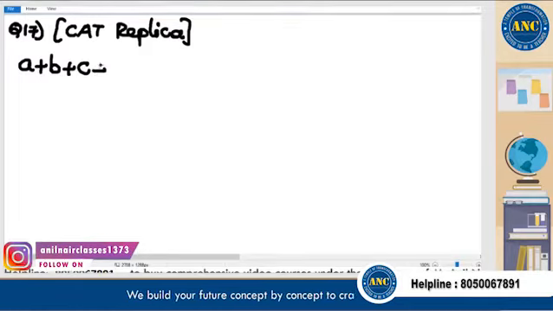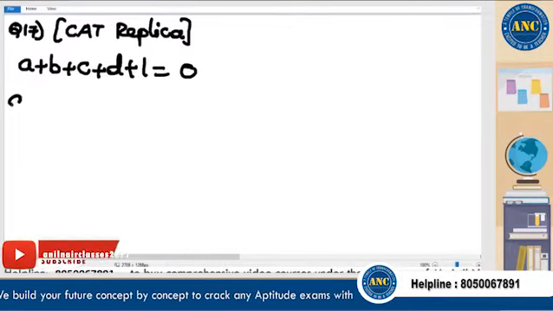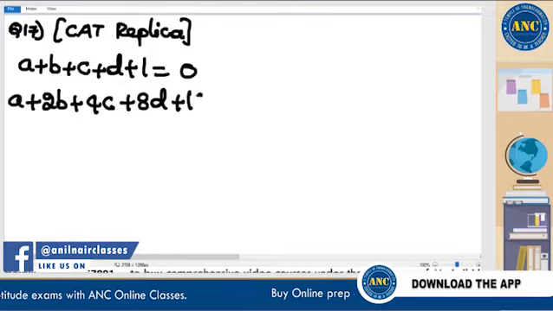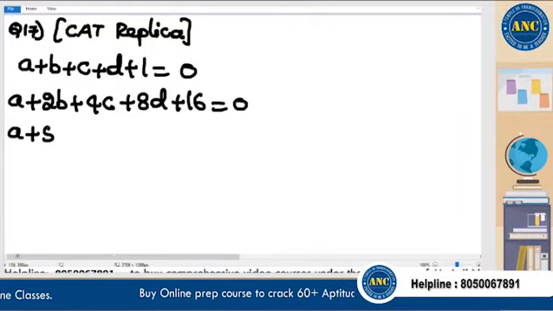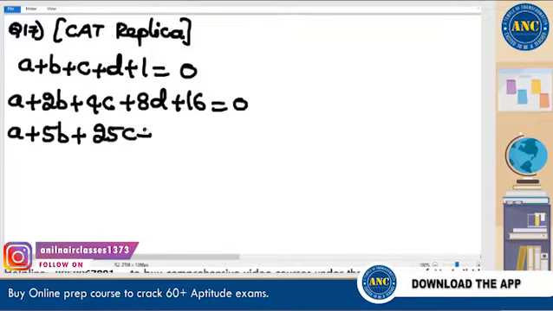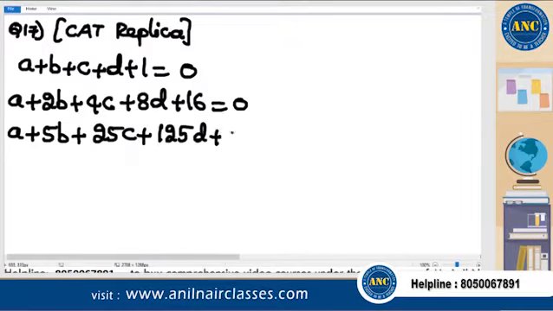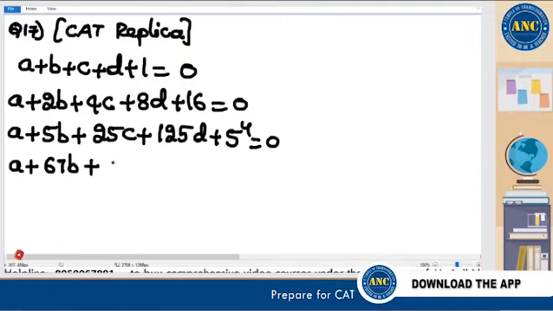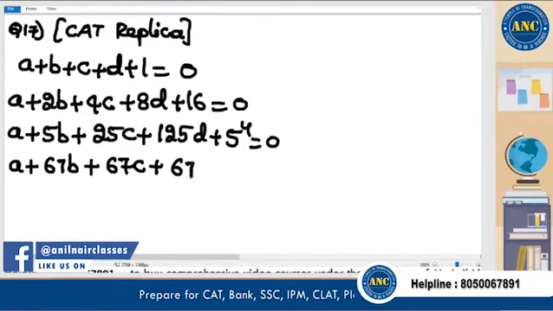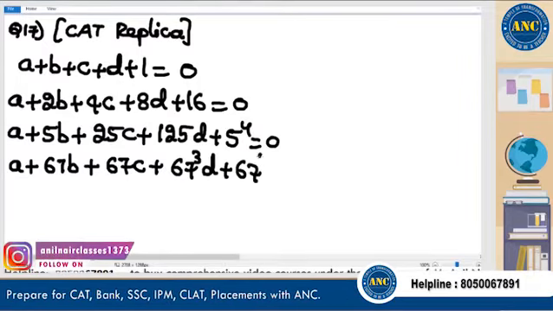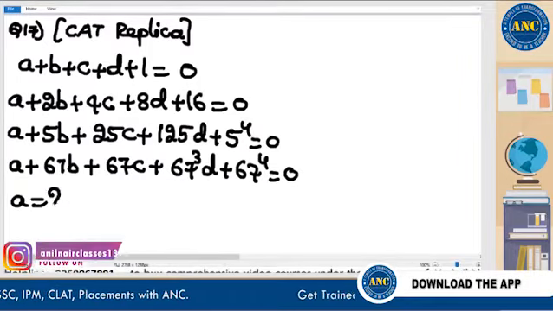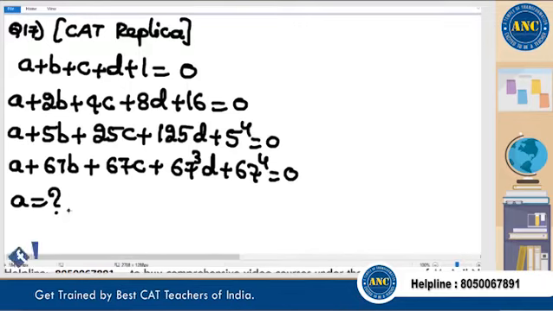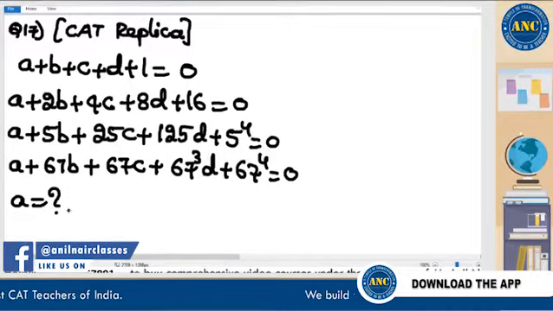A plus B plus C plus D plus 1 equals 0. A plus 2B plus 4C plus 8D plus 16 equals 0. A plus 5B plus 25C plus 125D plus 5 power 4 is 0. A plus 67B plus 67 square C plus 67 cube D plus 67 power 4 equals 0. Find A value. Try to solve this question. Let me see who will solve this good question, sir.